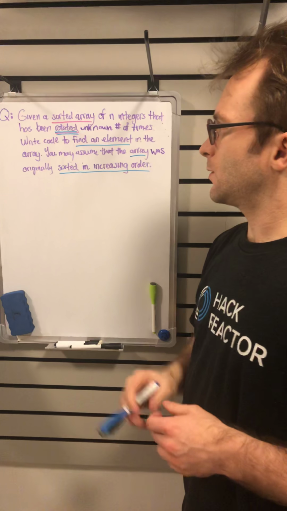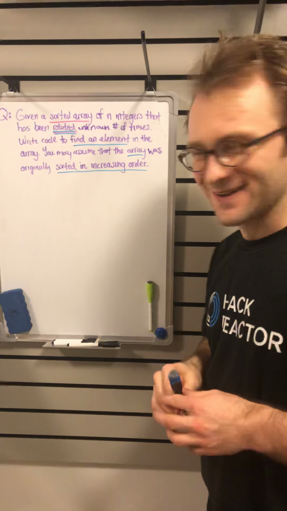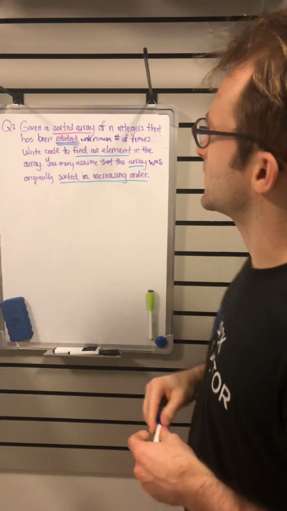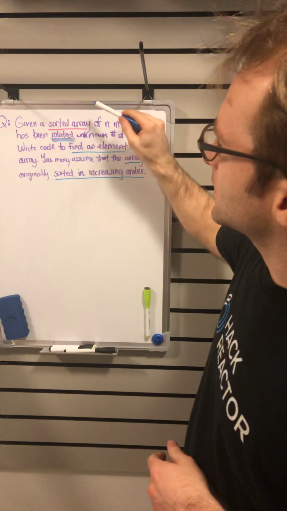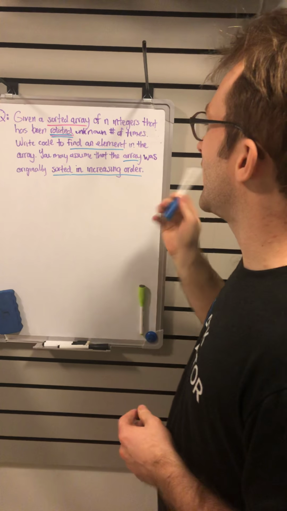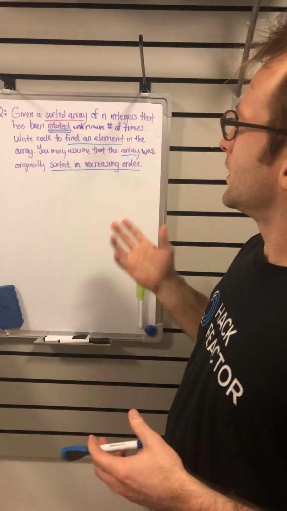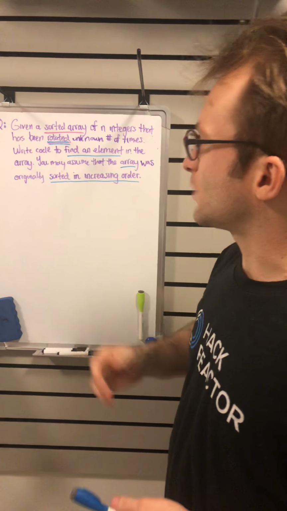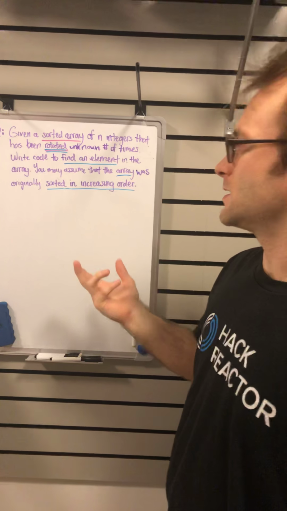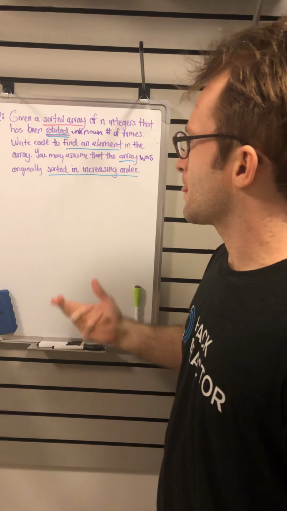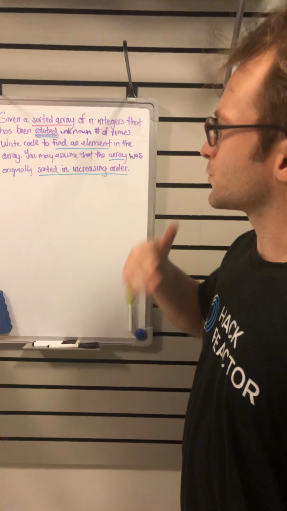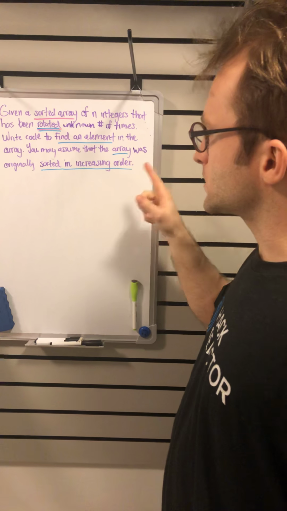All right, we're gonna do another question for today. Here it is. Let's read it out. Given a sorted array of n integers that has been rotated an unknown number of times, write code to find an element in the array. You may assume that the array was originally sorted in increasing order.